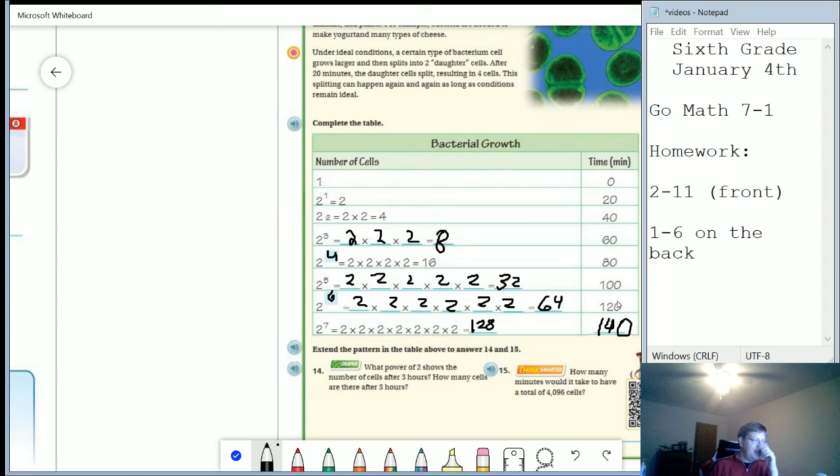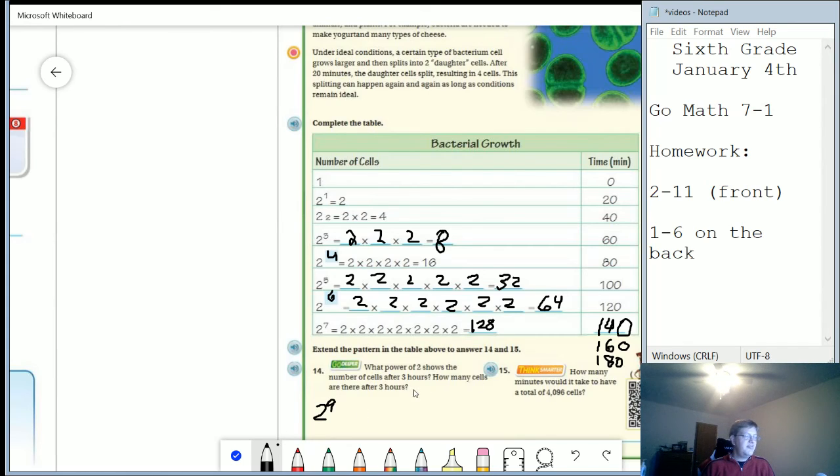And then if we were to keep going, which power of 2 shows the number of cells after 3 hours? So we are at 2 hours when we get here. So we would need 2 more here to get to 180 minutes. So we would have 2 to the 9th power.